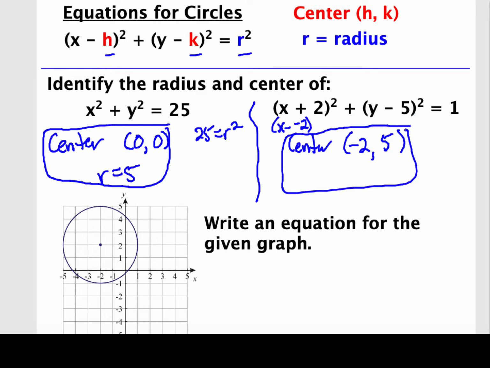And then in that same case, this would have been r squared over here at the right. Well, similar to what we did with the 25, the square root of 1 just stays 1, so I would say the radius here is 1.